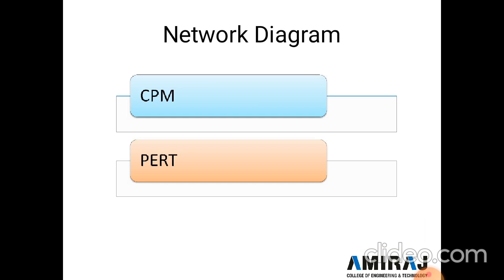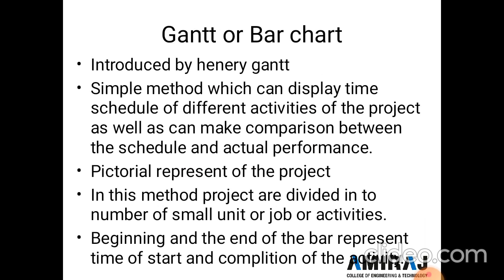And network techniques or network diagram is divided into two parts. The first one is CPM and the second is PERT. CPM is the critical path method and PERT is the program evaluation and review technique. So one by one we discuss them. First we start with the conventional method, and in the conventional method, the first method is the bar chart or Gantt chart.